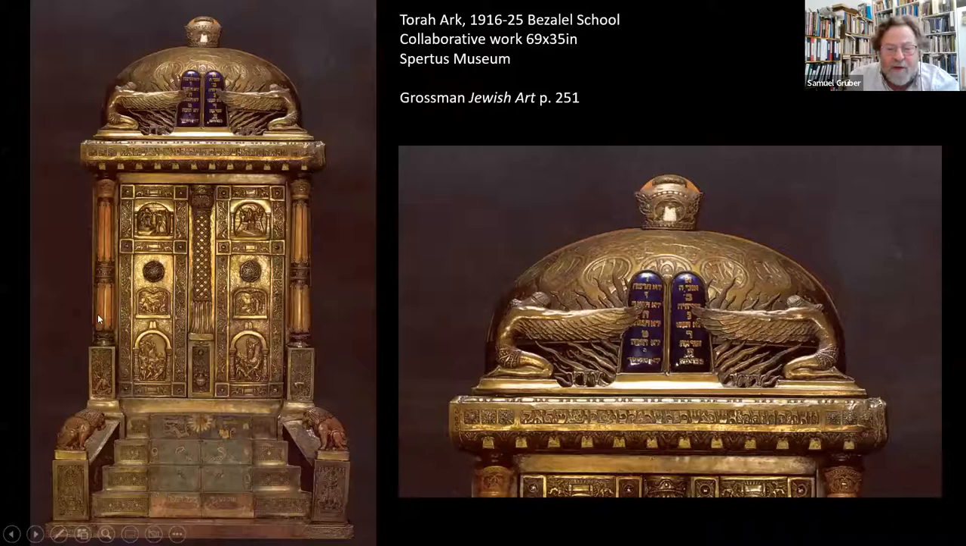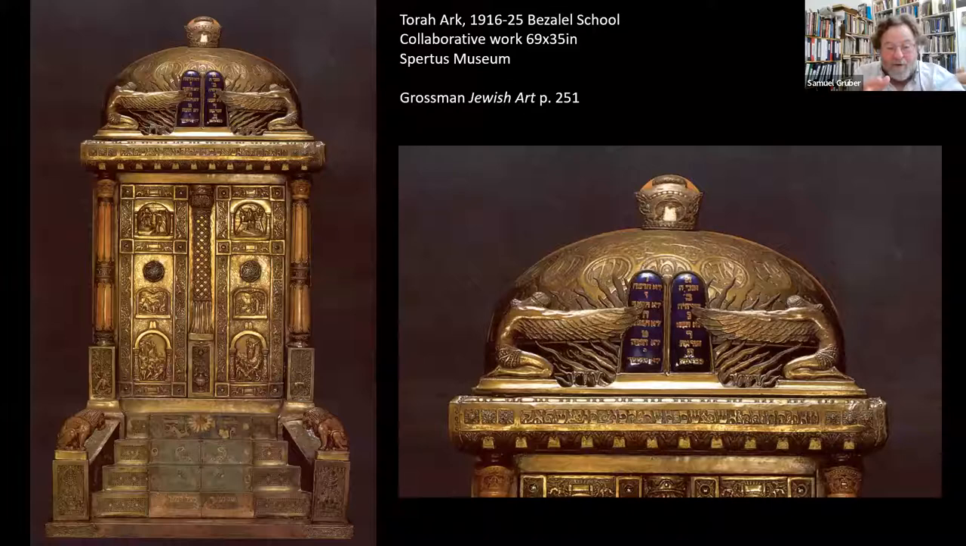These images of the cherubim get picked up by the Palestinian or Jewish movement back in Eretz Israel in the early 19th century, in the early days of Zionism, when a sculptor named Boris Schatz founds an art school, the Bezalel School of Art, named after Bezalel, the maker of that first tabernacle and the maker of the ark with cherubim.